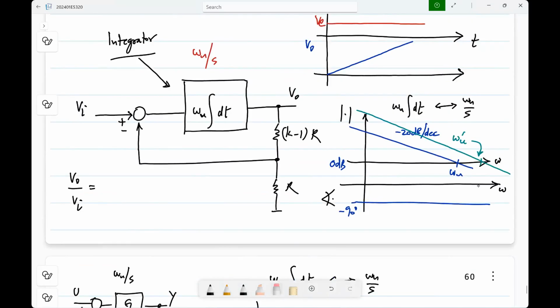If the input is constant, what will be the steady state output? K times the input. It has to be, right? Otherwise, what happens is this error is non-zero and the output will go on changing.